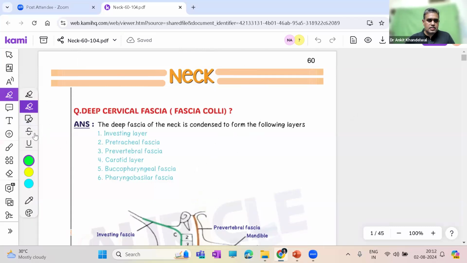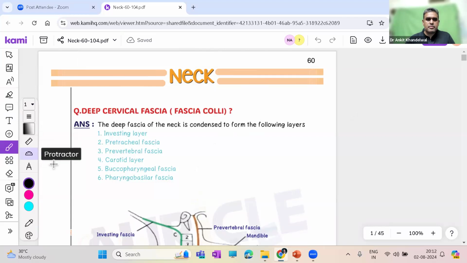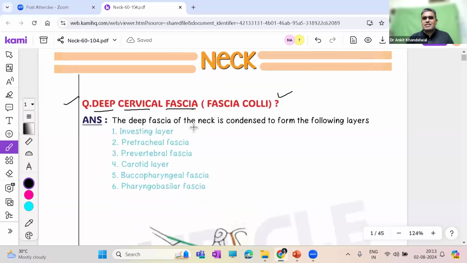Okay, guys. So we'll start with the deep cervical fascia. Here, as you see, it's written deep cervical fascia. So let us learn this. Let us understand this topic, right? Learning you can do very well if you understand a particular topic. So let us first take out the meaning of this particular word, deep cervical fascia.